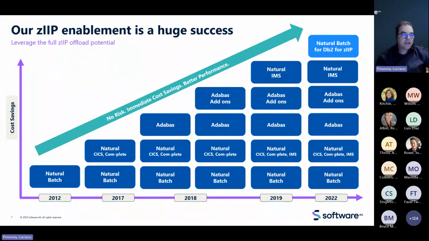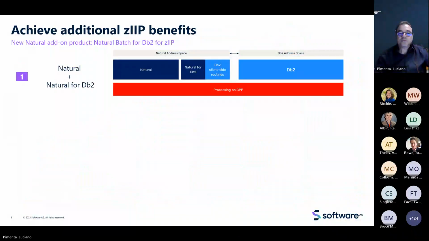And why did it become a huge success? Precisely because it's an effective cost savings option, right? And it's easy to install with no risks, and it delivers a much better performance to the environment instantly. And as we see here in this slide, we have a last member of the zip family in Software AG. So it's the Natural Batch for DB2 for zip, which was born last year.